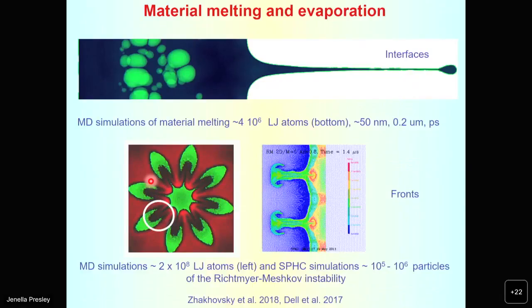Material melting and evaporation is another potential application of interfaces and mixing. In this case, we have, for instance, molecular dynamics simulations of material melting with Lennard-Jones atoms, and we see how the piece of metal, when it was shocked, starts to melt, forming interfaces and small droplets here. Or it may be molecular dynamics simulations of, for instance, Richtmyer-Meshkov instability, or smoothed particle hydrodynamics simulations of Richtmyer-Meshkov instability that is presented here.